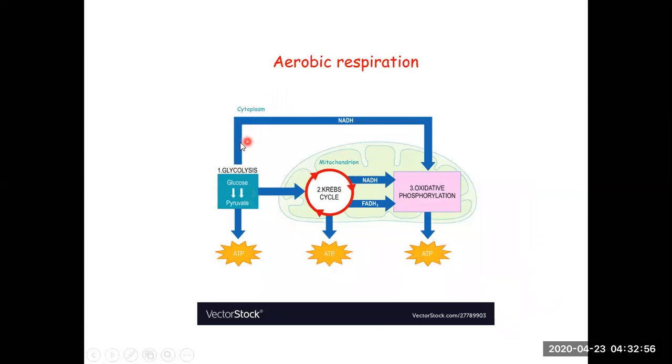In aerobic respiration, there are three steps. Glycolysis takes place in the cytoplasm, while the other two steps take place in the mitochondria. The result of our whole aerobic respiration will be ATP, a lot of ATP, which is produced along with carbon dioxide and water.